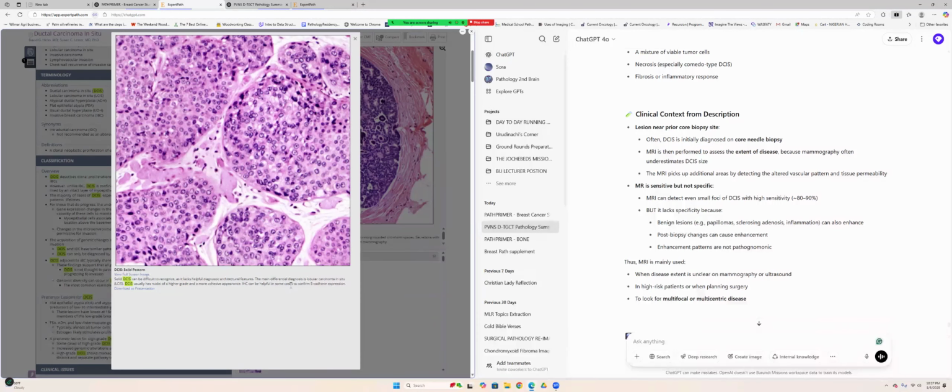IHC can be helpful in some cases to confirm cadherin expression. These solid cells have higher grade, and the nuclei are grade 2 nuclei. Can you do nuclear grading for DCIS? What are the parameters for nuclear grading for DCIS?